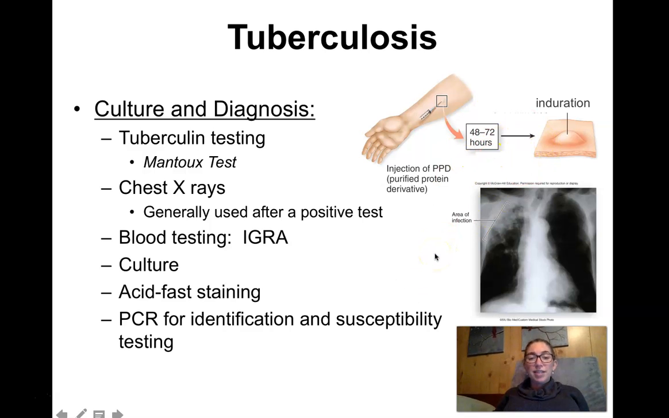There's also blood testing that can be done looking for antibodies towards tuberculosis. You can culture sputum, like if somebody has an active case of suspected tuberculosis, you can culture the sputum and do an acid-fast stain to look for mycobacterium.